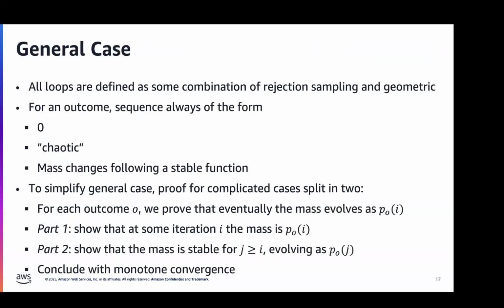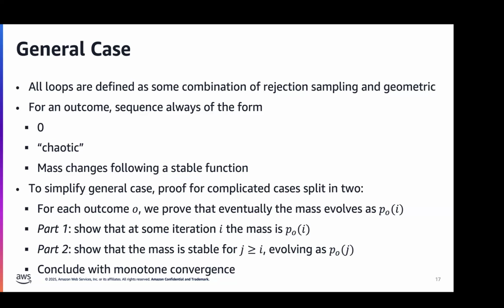The reason I'm saying this is that in the end, all of these loops that I mentioned, uniform, Bernoulli, von Neumann, Laplace, are combinations of rejection sampling and geometric. So if you look at the mass function for a specific outcome, they all combine these two patterns, where they're going to be 0 for a while. And eventually, the values are going to be what, at least to me, looks pretty chaotic. I don't know necessarily how to describe it as a simple function. But in the same way that for geometric, at some point you get a value that's stable, here it's not going to be a single value. It's going to evolve, like with accept-reject, but typically following a very simple function.